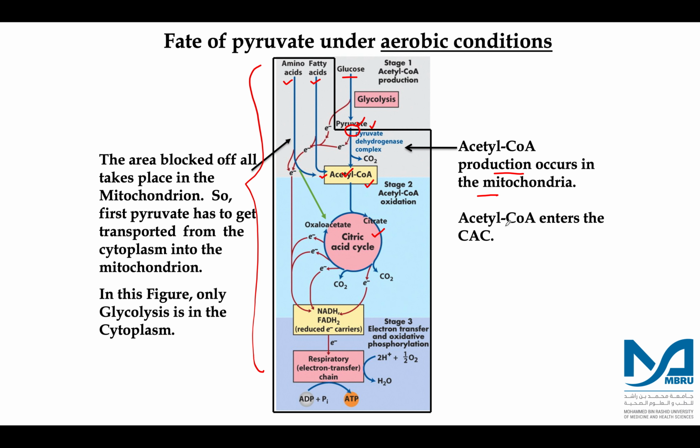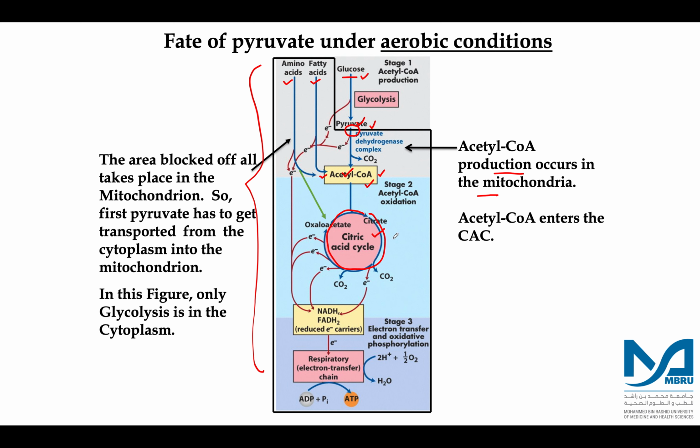So to reiterate, if a cell is pursuing anaerobic respiration, or respiration in the absence of oxygen, glucose will be converted to pyruvate and pyruvate will be converted to lactic acid. Under aerobic conditions, the pyruvate first has to be transported inside the mitochondria where it is converted to acetyl coenzyme A, and acetyl coenzyme A then goes into the TCA cycle.